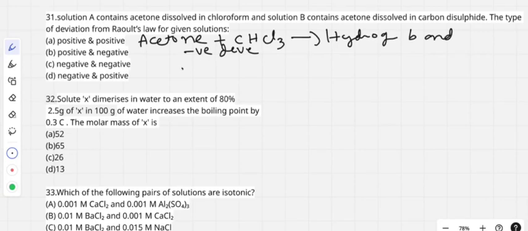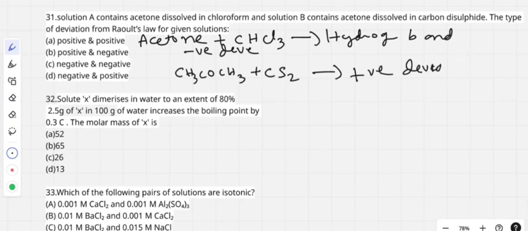When acetone dissolves in carbon disulfide, it shows positive deviation. So the answer is option D.